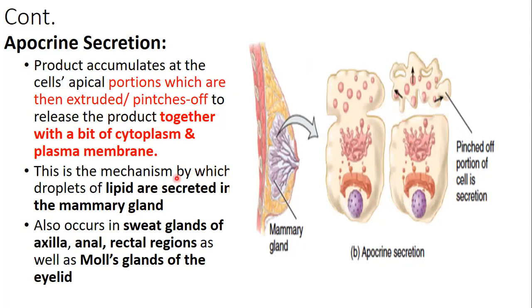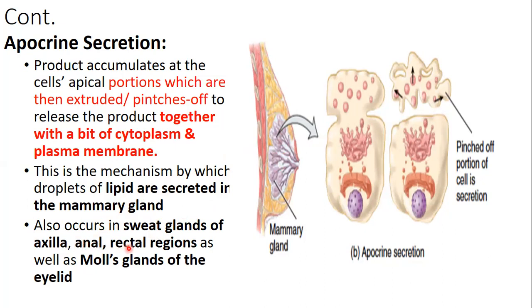Number one is the mammary gland, the breast. This is a female breast here. Next, we find it in sweat glands. So there are other glands in the skin. They are called sweat glands, but they are a bit different from the other sweat glands. So we call them modified sweat glands. They are found in special areas of the skin. For example, the axilla, the armpits, the anus, and the rectum.